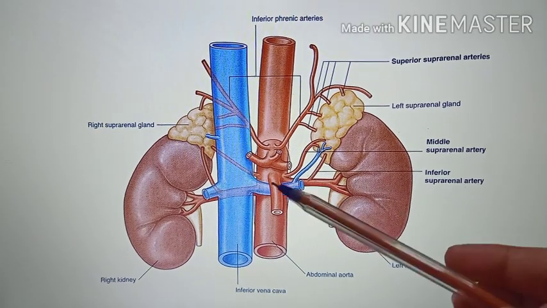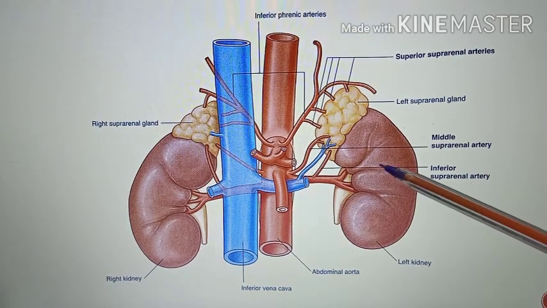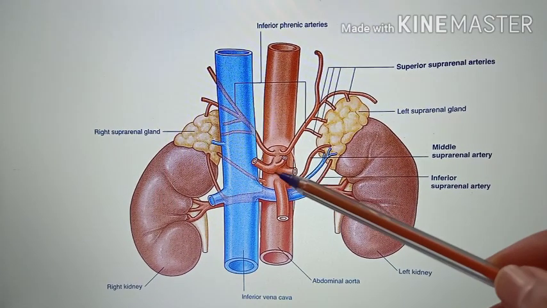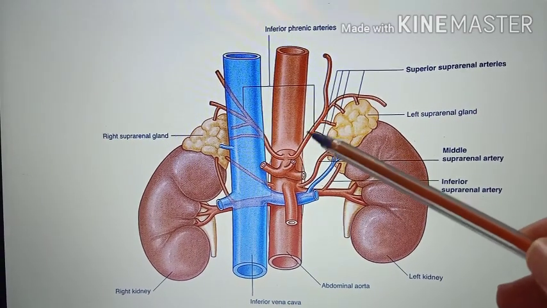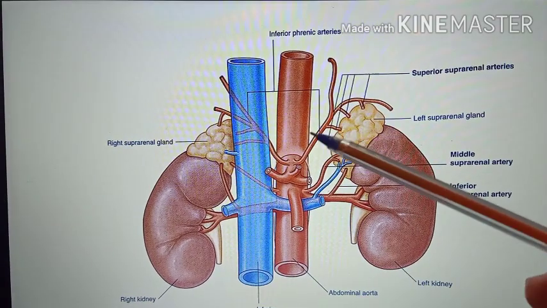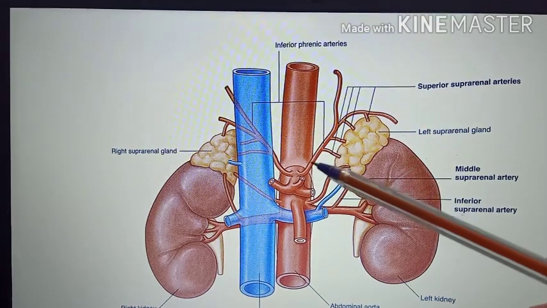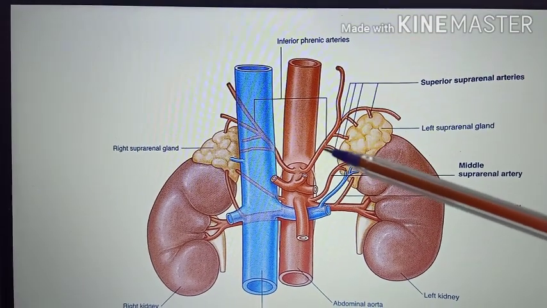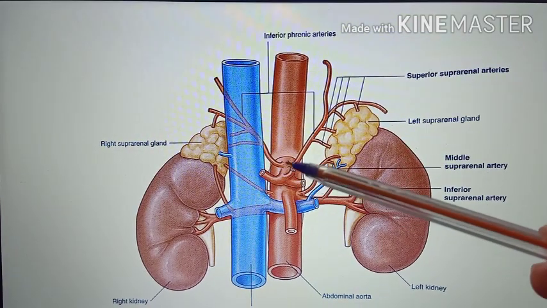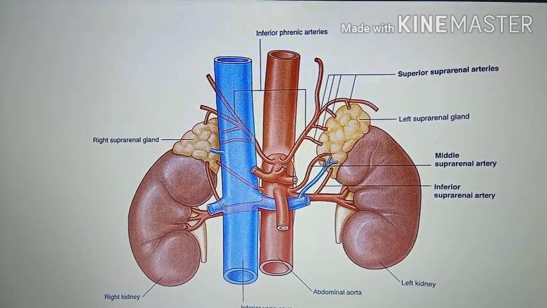So in this picture what you can see, so this is the abdominal aorta, these are the kidneys, this is the suprarenal gland, here you are having the celiac trunk. So above this what you are having here, so this is the inferior phrenic artery. So these are the first branches of the abdominal aorta. They arise just above the celiac trunk and they supply the diaphragm.